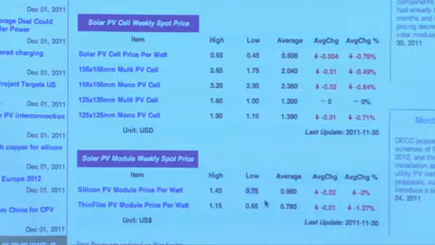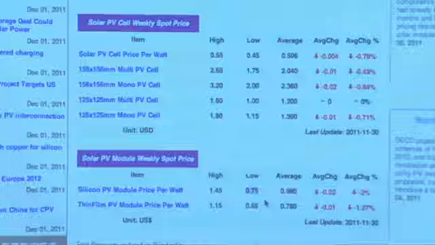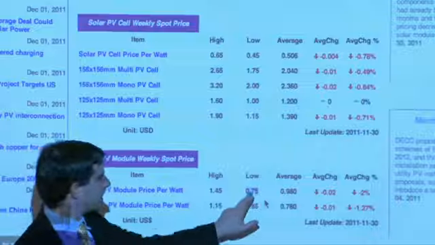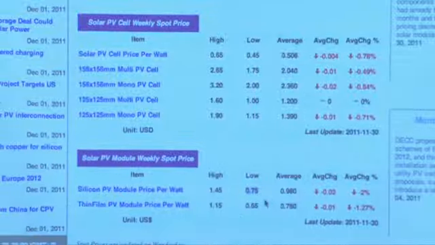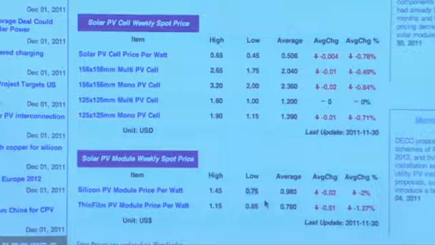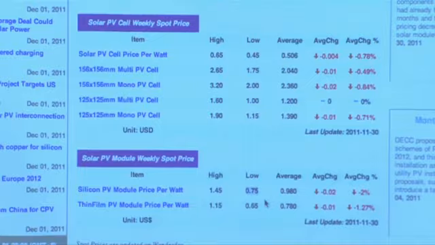They have difficulty selling their product. The installers don't want to take their product. And so they have to undercut the competition. They have to sell, they have to leave money on the table. And selling at prices at $0.75 per watt.